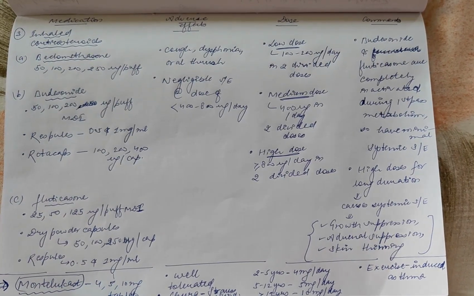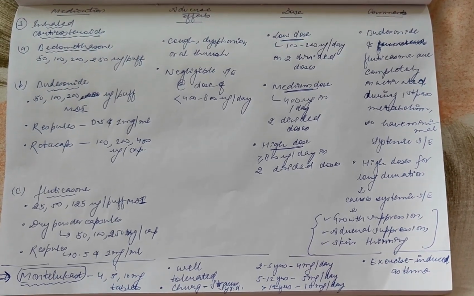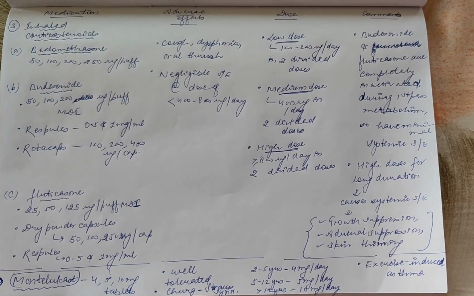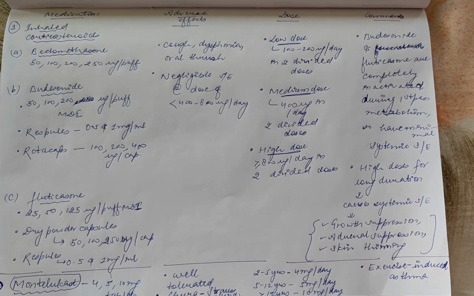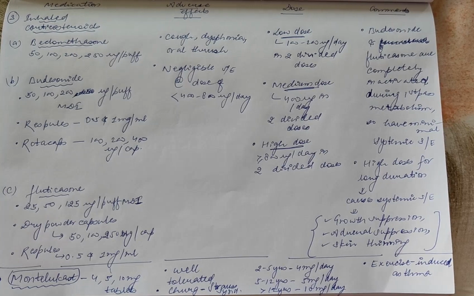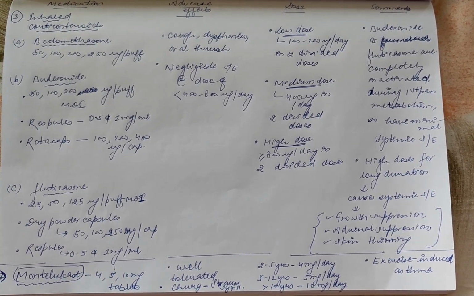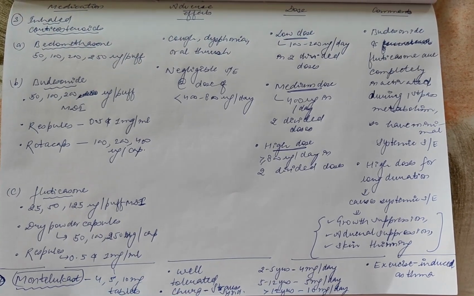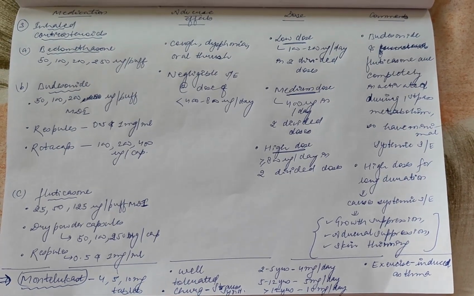Now, at last, we will discuss the third category, that is inhaled corticosteroids. In this, first we will talk about beclomethasone. It is available in concentrations of 50, 100, 200 and 250 microgram per puff. Adverse effects will be cough, dysphonia, and oral thrush, and oral thrush can be minimized with the use of a spacer. Negligible side effects are seen at doses of less than 400 to 800 microgram per day.